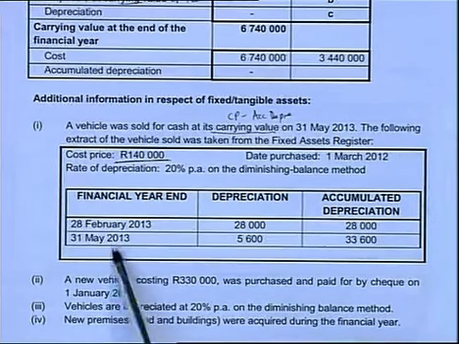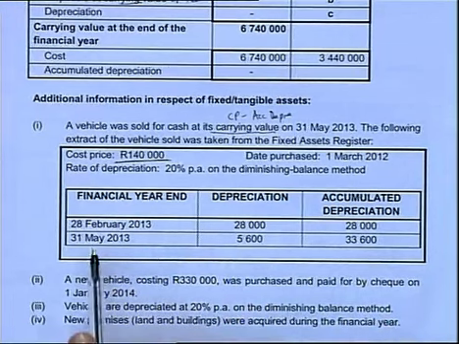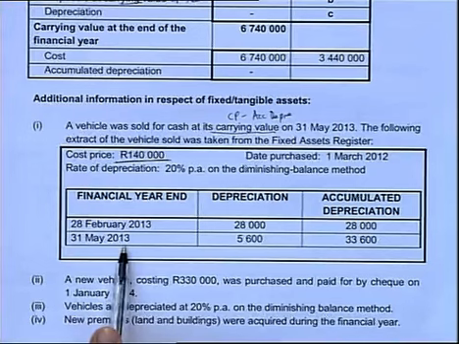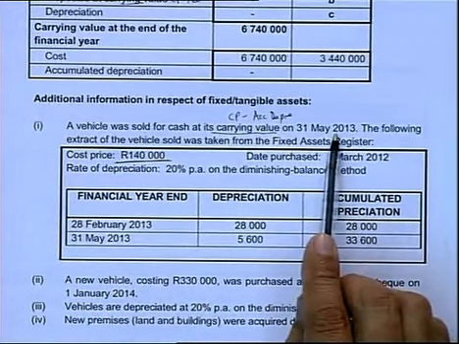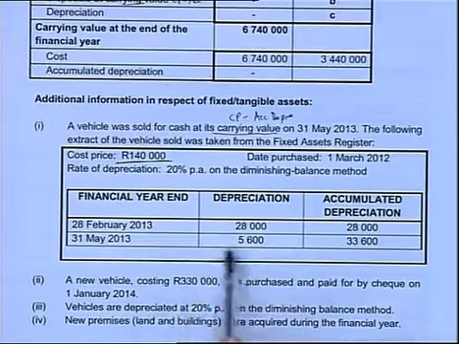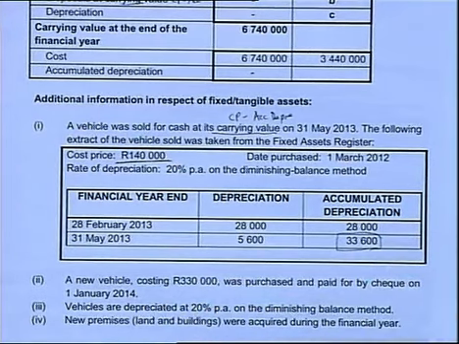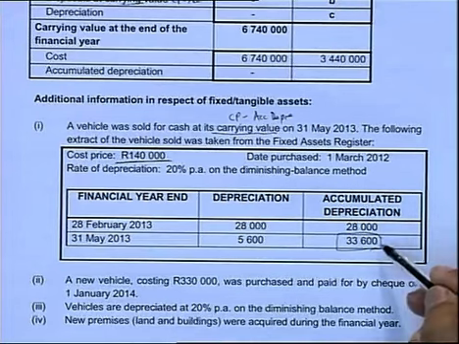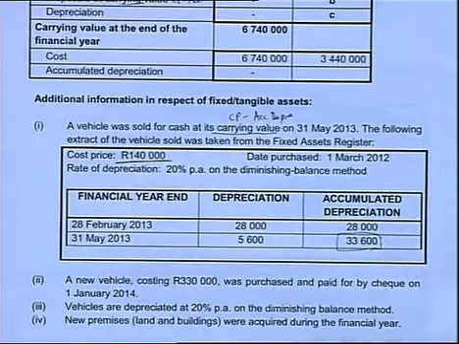But in this case, what they did was they filled in all the depreciations for us. Here we can see, because it's the 31st of May 2013, we know immediately that that was the day that the vehicle was sold. It's also repeated in the instruction on top over there. And they're telling us that the depreciation until May was 5,600. But the accumulated depreciation was 33,600. Right? So the accumulated depreciation is 33,600 and the cost price is 140,000.